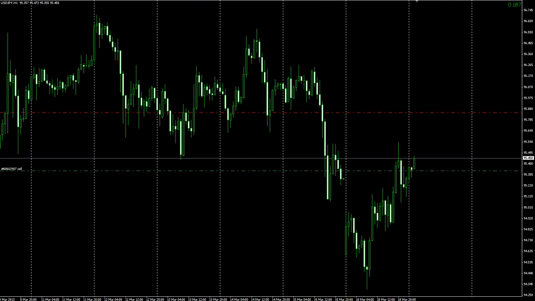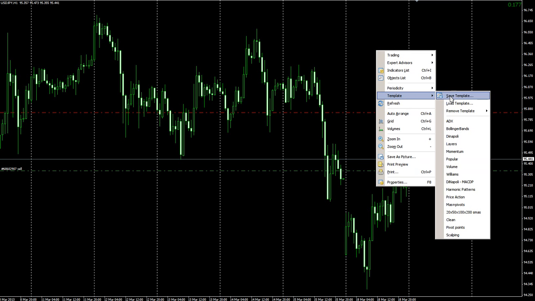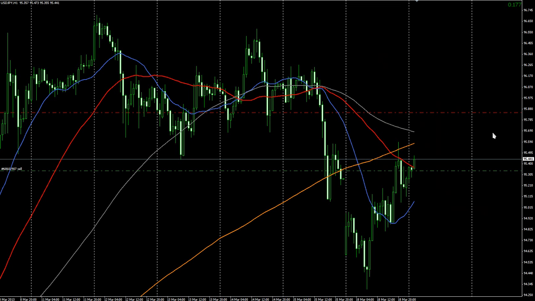Let's shift to the hourly chart. This is an hourly chart of dollar yen. We are mainly intraday traders. We take position based on intraday charts, especially the 1 hour and the 4 hour time frames. Let me put the moving averages again. Here they are.